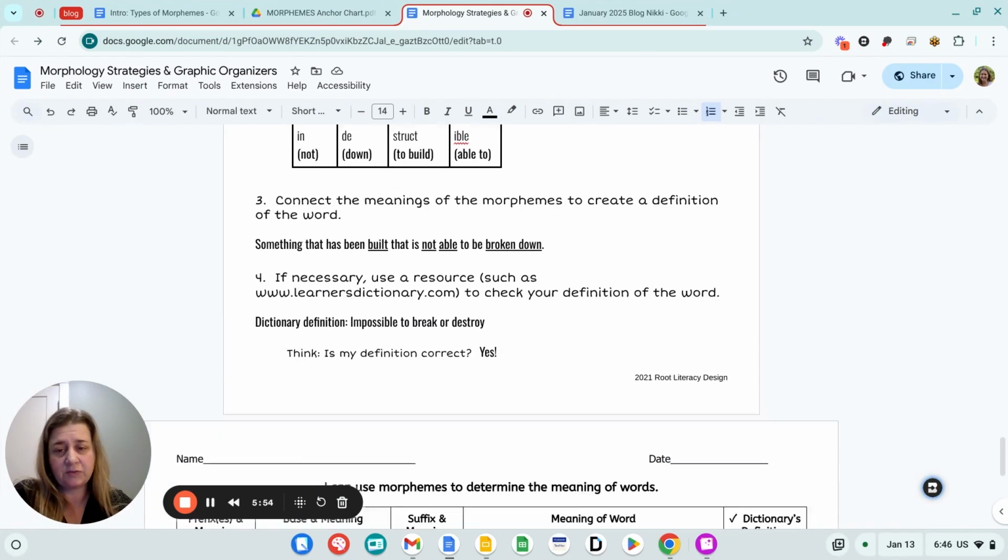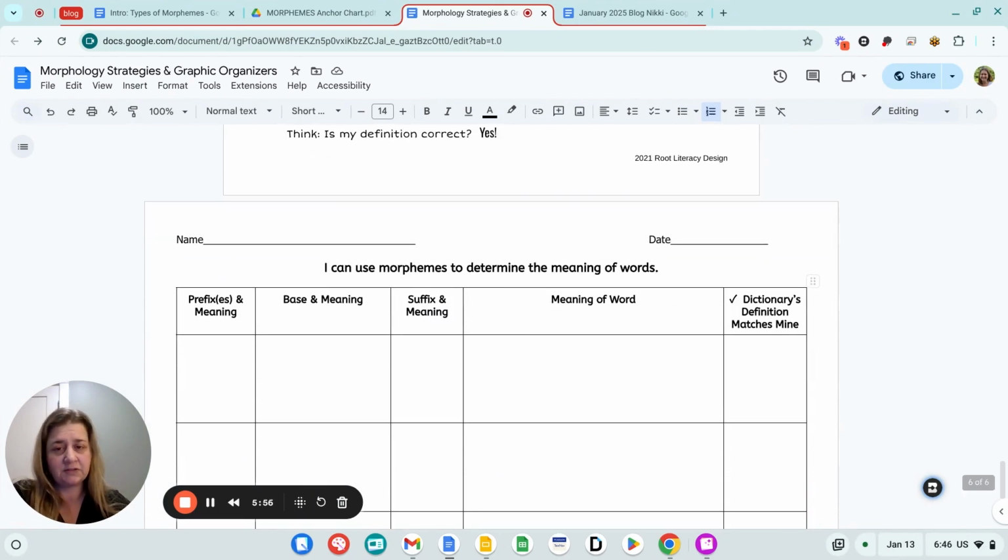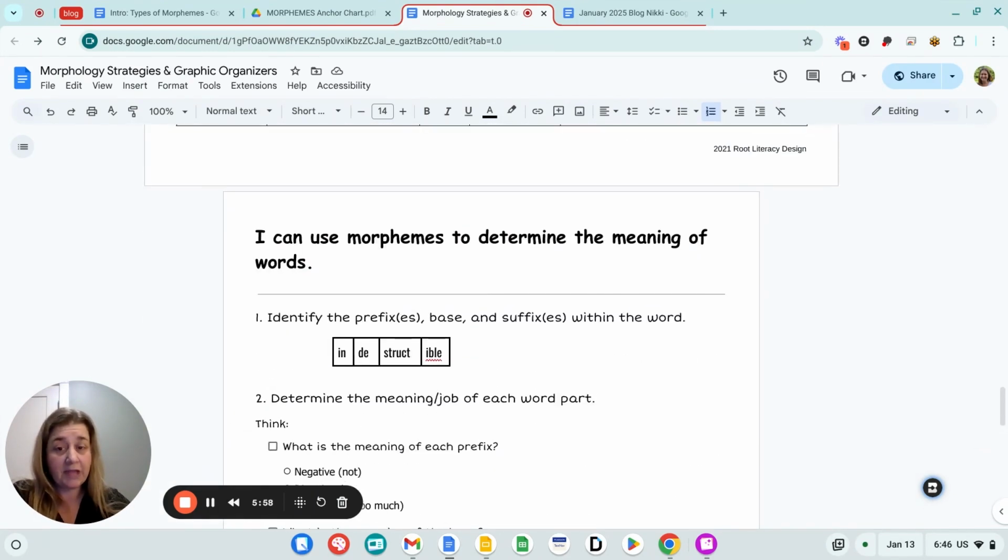So this resource, I found if you use this language with students, it takes about 10-ish times, if you're using it pretty consistently, where they really start to be able to talk themselves through this process to unlock the meaning of words.